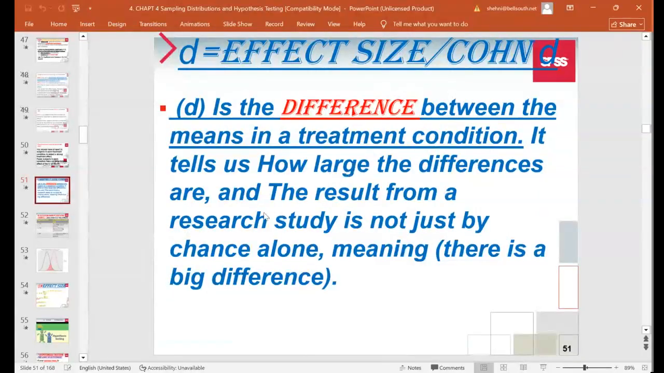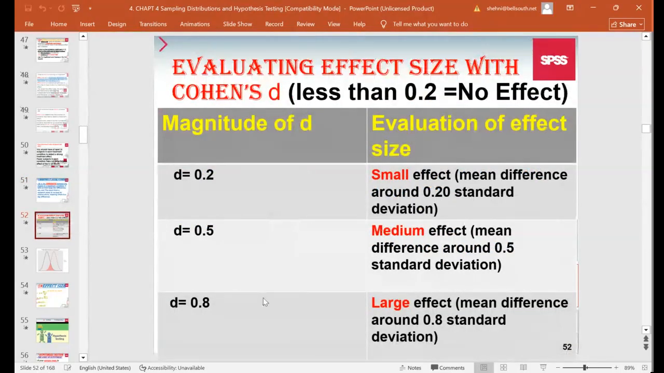Cohen's d, there it is. It tells you what it is, and this is the table we go by. If it's 0.8 or greater, it's a large effect. If it's 0.5 or greater but less than 0.8, it's a medium effect. If it's 0.2 or greater but less than 0.5, that's a small effect. If it's less than 0.2, it's zero effect, no effect size.